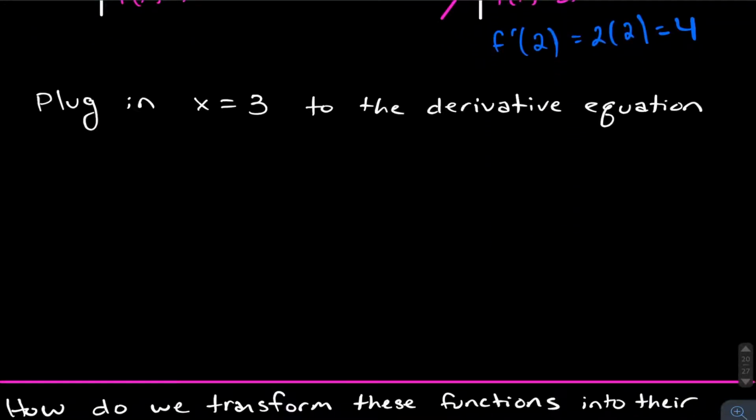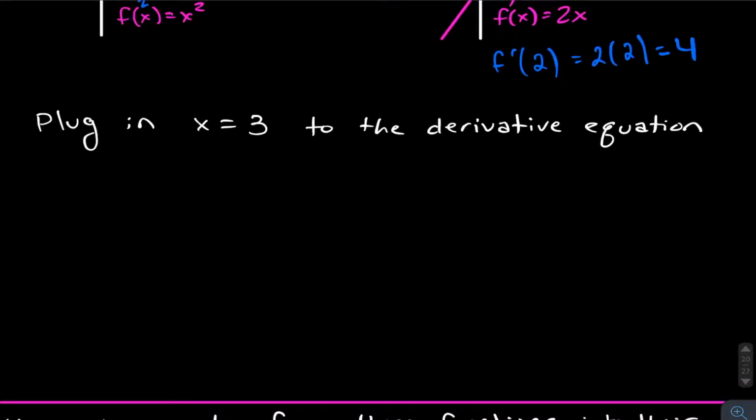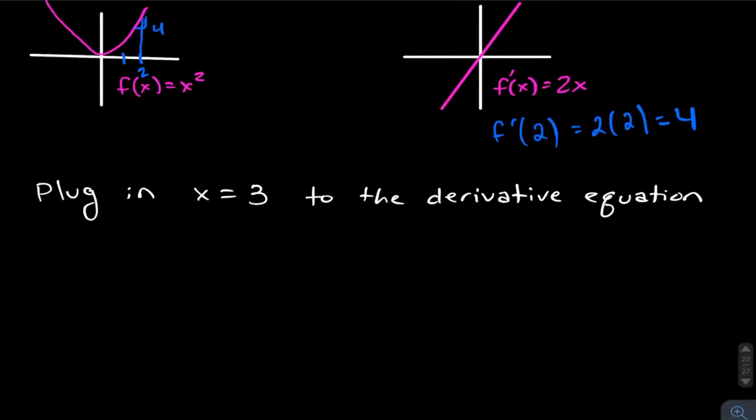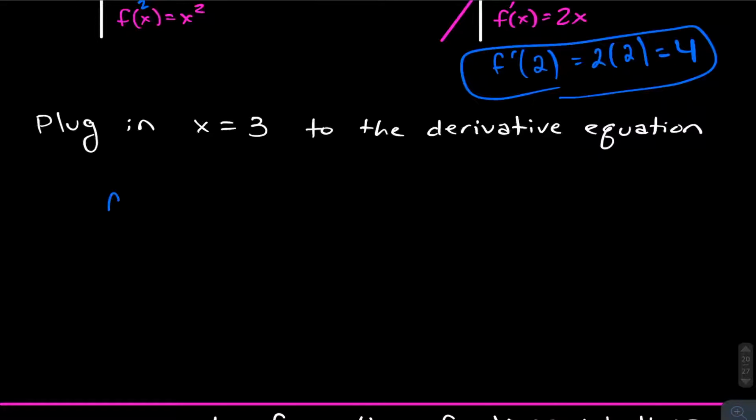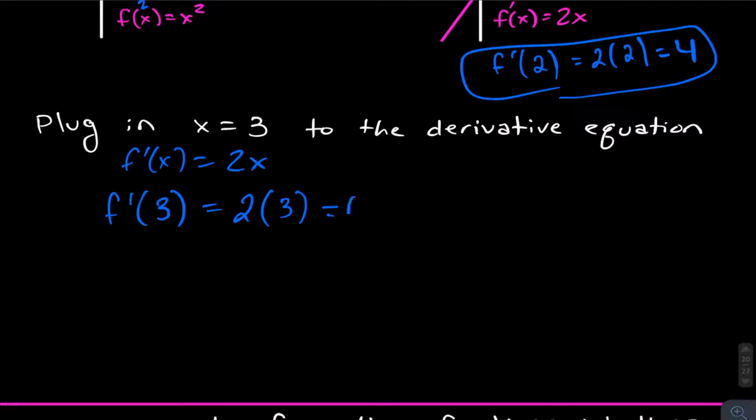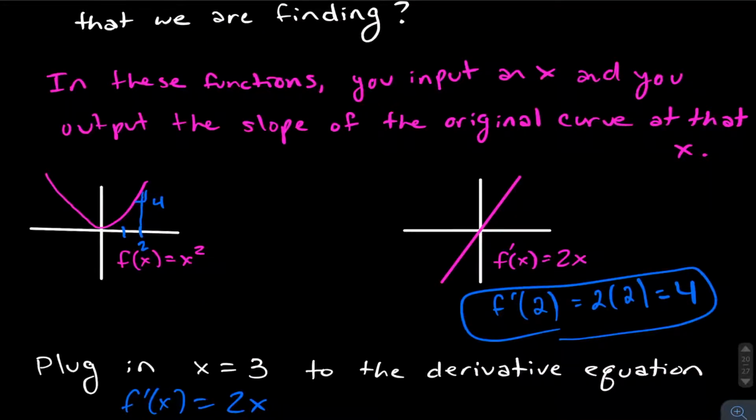Okay, so we're going to plug in x equals 3 to the derivative equation. We just plugged in right here, but let's do another example. Plug in 3, it's going to be 2 times 3, because we just have 2x. Originally we had f prime of x equals 2x. We plug in 3 for x, we have 2 times 3, that's 6. So the slope of this curve at x equals 3, and if I drew it tall enough, there you go, the slope right here is 6. Okay, going 6 units up and 1 unit over.